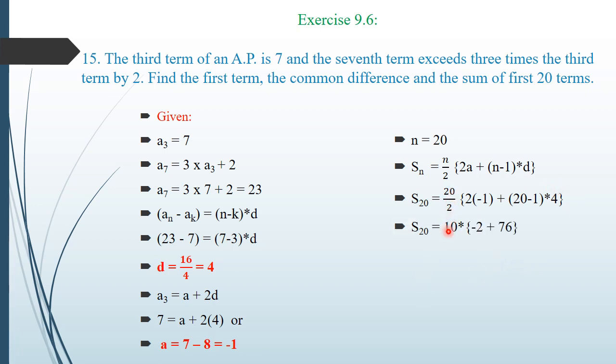20 by 2 will give me 10 into minus 2 into 2 is minus 1 into 2 is minus 2 here, and this is 20 minus 1 is 19, 19 into 4 is 76. Further simplifying, I'll get 76 minus 2 is 74, 74 into 10 is 740. Therefore, the sum of the first 20 terms of this AP is going to be equal to 740.